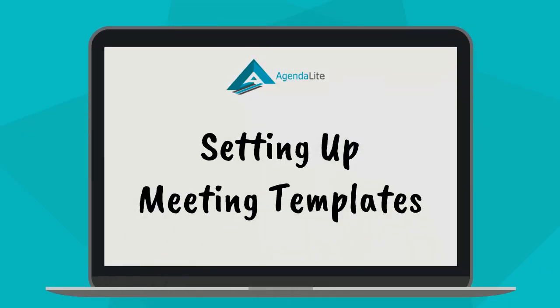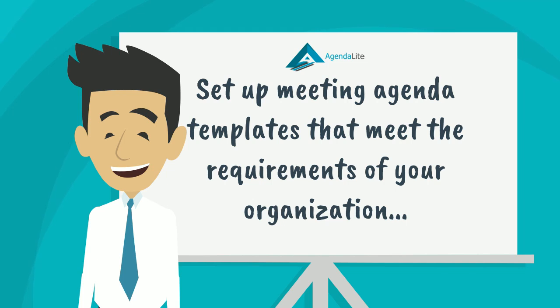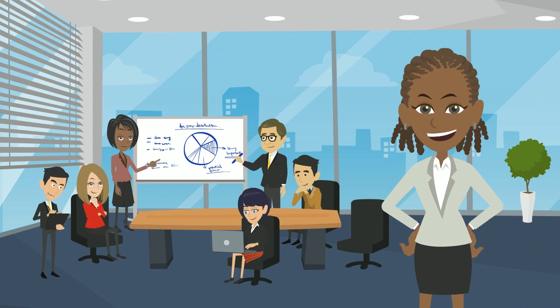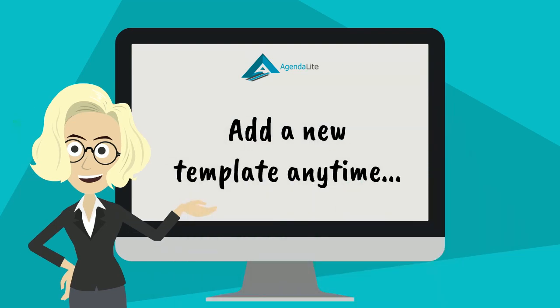AgendaLite lets you set up meeting agenda templates that meet the exact requirements of your organization. For example, if your organization has monthly board meetings that always contain the same meeting categories, you can set up a meeting template that contains these categories. Your AgendaLite Board Assistant can use this template to develop and finalize meeting agendas each month, and anyone wishing to add an item for consideration or discussion can simply add it to the existing category and submit it for consideration and approval. You can add a new template at any time new requirements are identified, or you can tailor existing templates as your organization needs change.